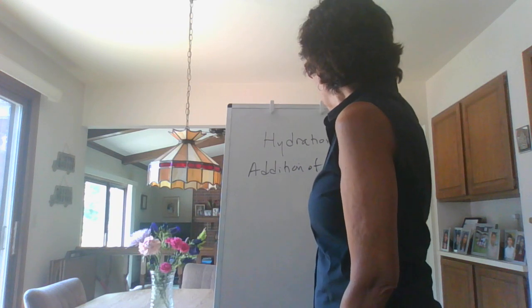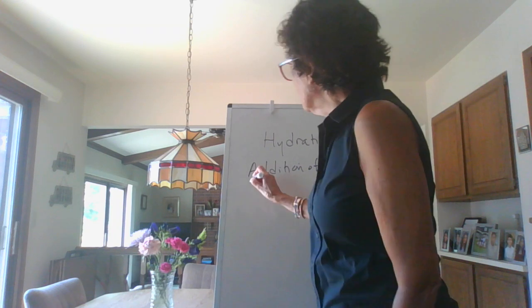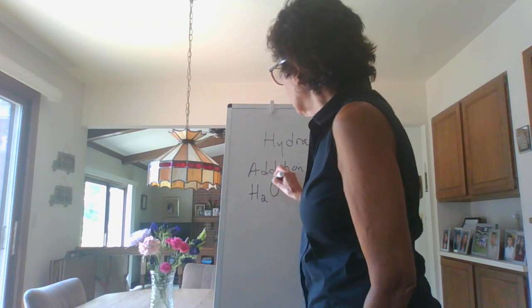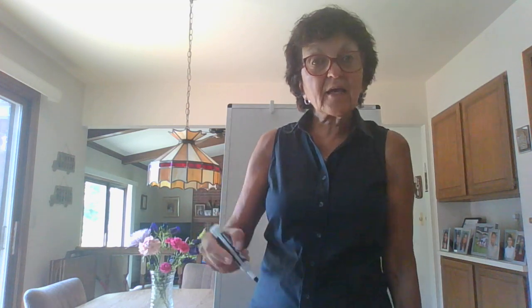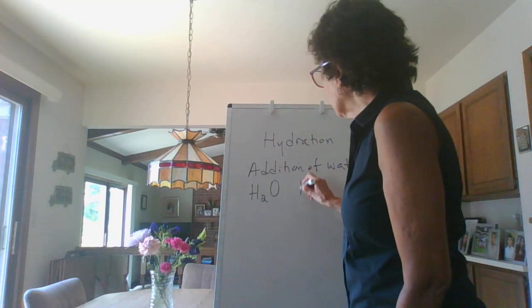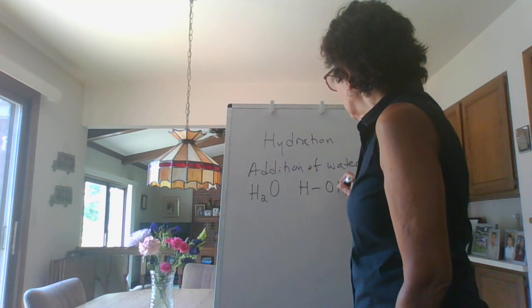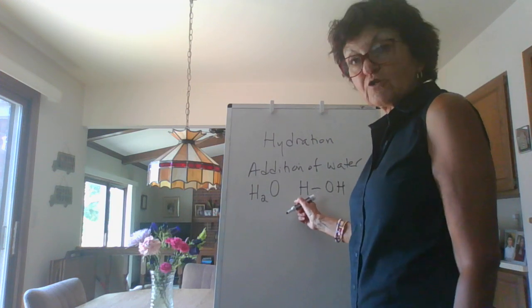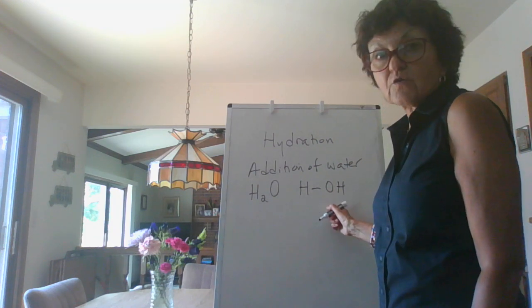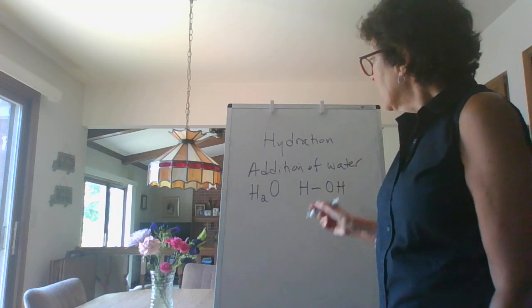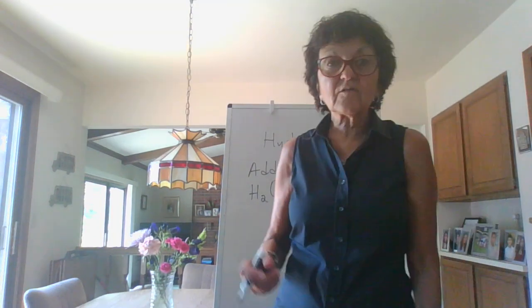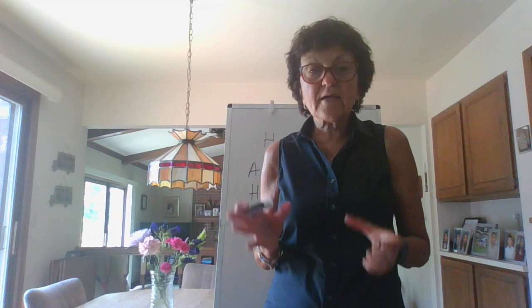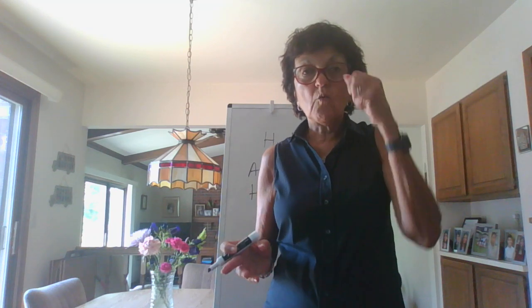of water. Now, you know water as H2O, but in chemistry, we like to think of water as HOH, okay? Think of it as an H and an OH, a hydroxide and a hydrogen. And the reason we do that is that when water is added to a molecule, one H goes one place and the OH goes in the other place.